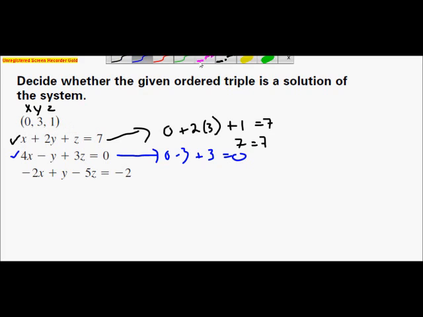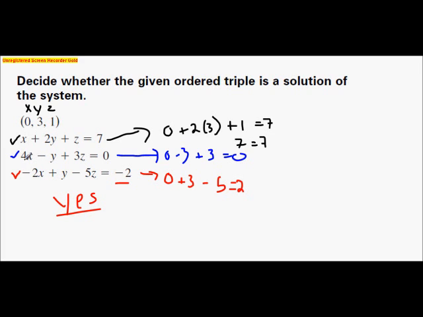Let's try the last one here. We plug in 0 for x. We get 0 times negative 2, and we get 0. Plug in 3 for y, and we get 3. And negative 5 times 1 is going to be negative 5. Does 3 minus negative 5 equal negative 2? Yes, it does. And since every single one of these works, then yes, this is a solution.